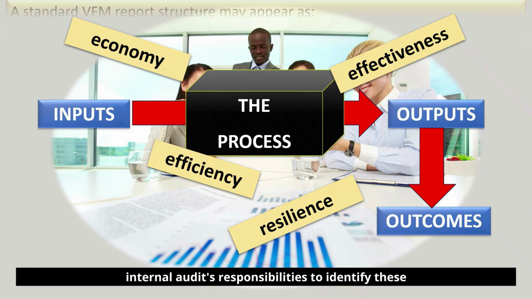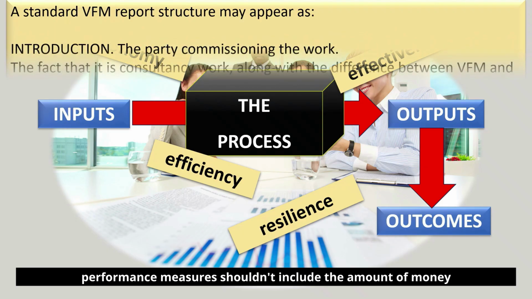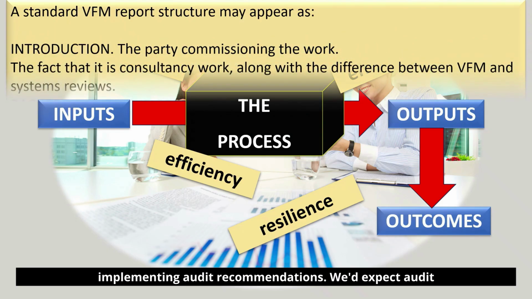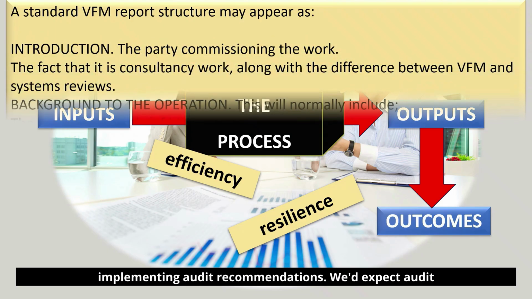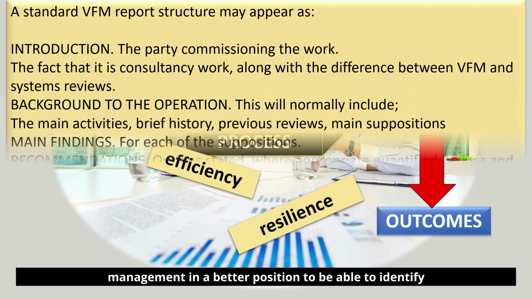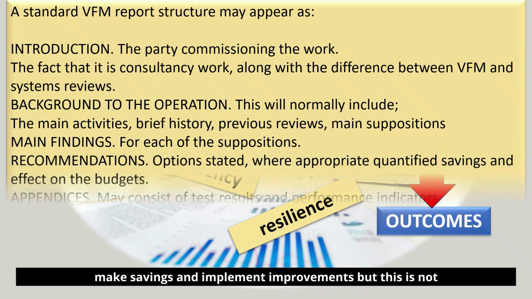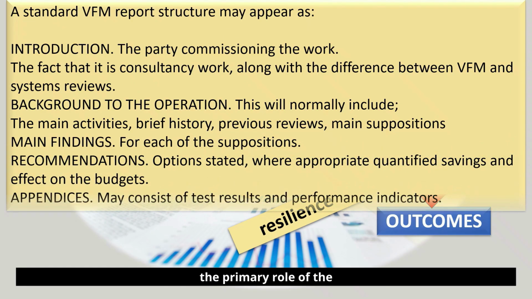It's not internal audit's responsibilities to identify these savings. An audit's own performance measures shouldn't include the amount of money saved through implementing audit recommendations. We'd expect audit recommendations to place management in a better position to be able to identify areas where they can make savings and implement improvements. But this is not the primary role of the audit.